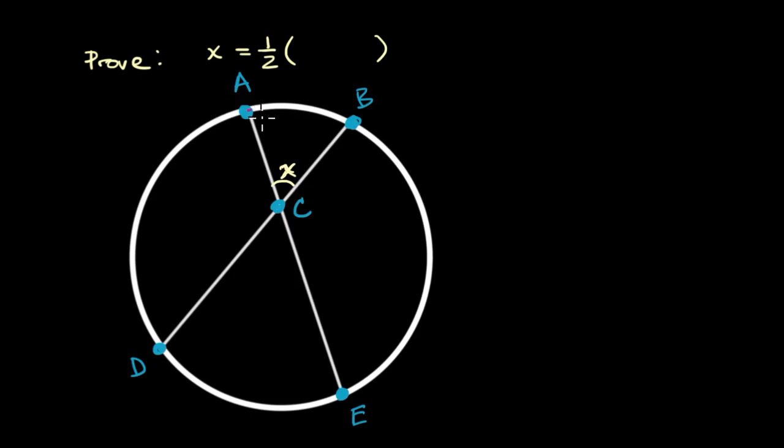So let's say the measure of this arc is theta, and the measure of this arc right over here is phi. So then we want to prove that the measure of this angle formed by the intersecting chords AE and BD, so that measure right there, is equal to half the sum of the measure of the intercepted arcs. So theta, let me do that in the red color, theta plus phi.